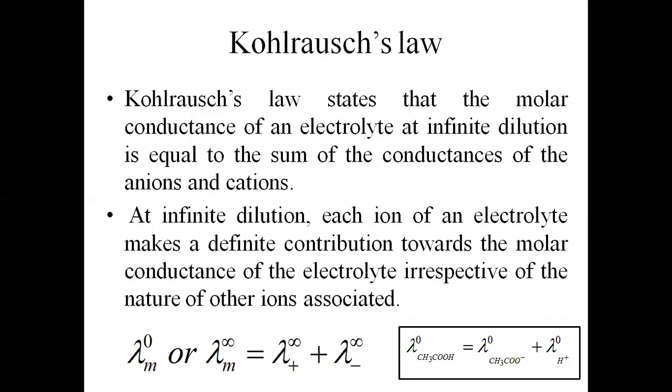That is, the molar conductance at infinite dilution, lambda m0 or lambda m infinity, is the sum of molar conductance of all the ions present in the electrolytic solution, that is equal to lambda plus infinity plus lambda minus infinity, or lambda 0. For example, lambda 0 of acetic acid is the sum of lambda 0 of CH3COO minus ions and lambda 0 of H plus ions, and that is known as Kohlrausch's law. The molar conductance of an electrolyte at infinite dilution is equal to the sum of conductance of all the ions present in the solution.